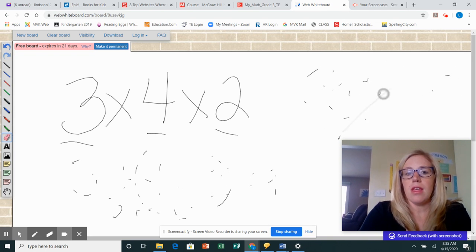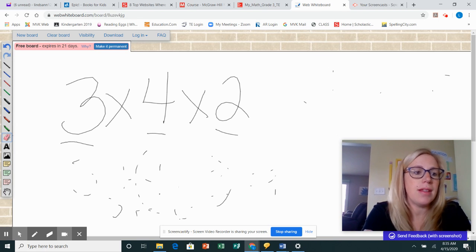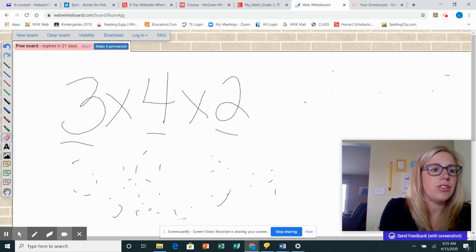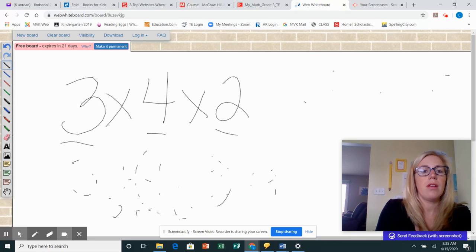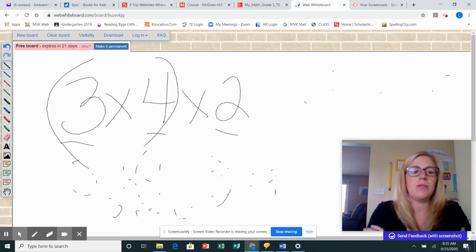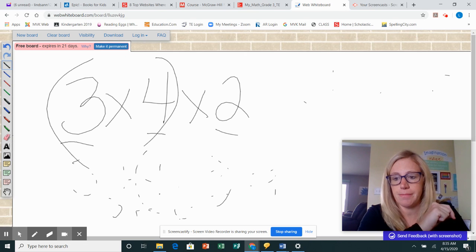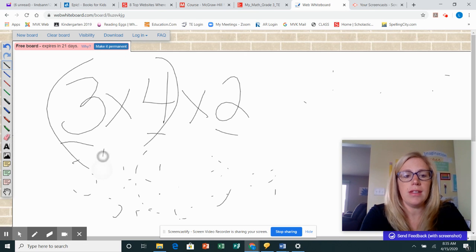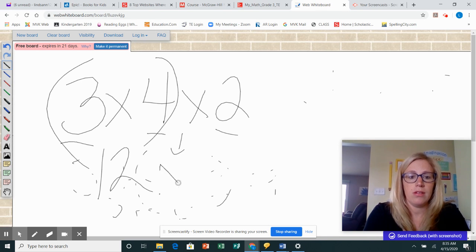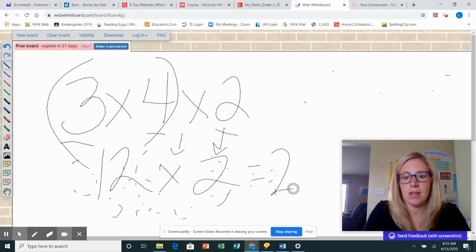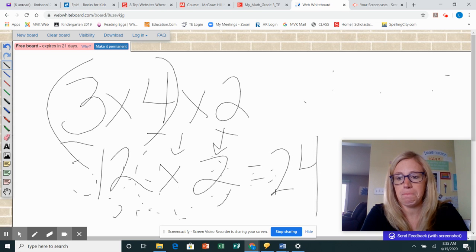So we're going to choose which way we're going to group them. Now, if you noticed, I made some marks on my page when I wanted to group them. Those are called parentheses. So I'm going to put my parentheses right there. That means do that first. So 3 times 4 is 12. Okay, now what do I do with the rest of the equation? I bring it on down. So I'm going to bring down the multiplication sign and the 2. 12 times 2 is 24.